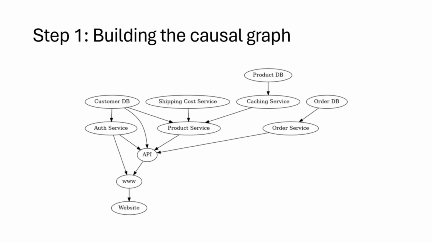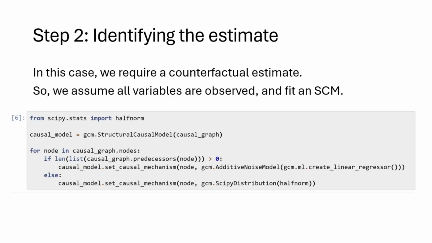As I said, the graph here is very simple. The graph is literally the software execution pipeline that you have. The product DB is called by the caching service, then it goes to the product service, and so on, and finally your website is loaded. Since we are doing root cause analysis, we need one more thing: we need to estimate the SCM as well. Here we're using a structural causal model, which fits functional forms to each of the nodes. We can specify the kind of function you want to estimate.